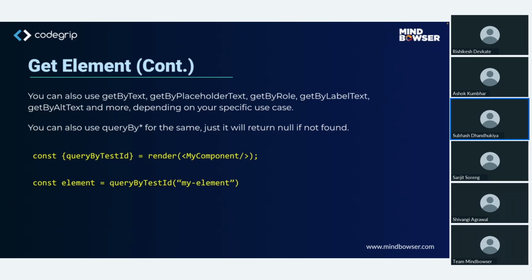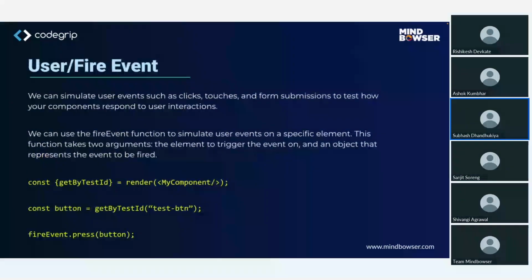Next, we will see how we can use user events and fire events. This library provides us so many user events, such as click events, double click events, typing events, upload events, clear events, and so on. So we can simulate these user events in the test to have your component respond to user interaction.